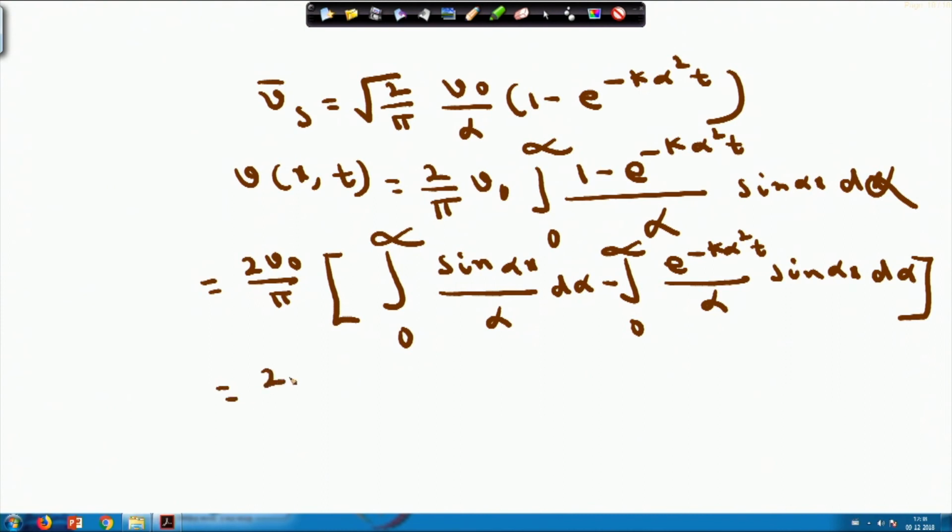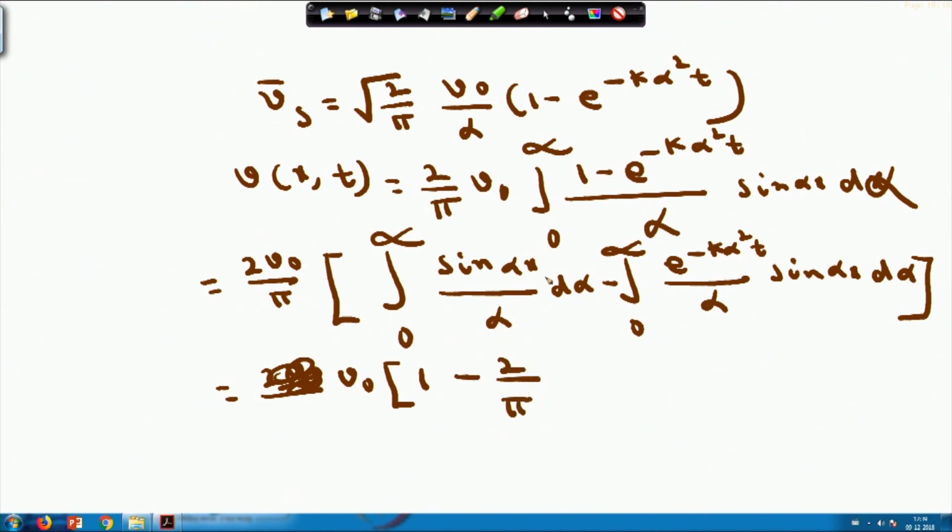So this equals, you can write down directly, v0. This value is pi by 2, please note this one. If it is pi by 2, this pi will be cancelled. So here there will be 1 minus 2 by pi.